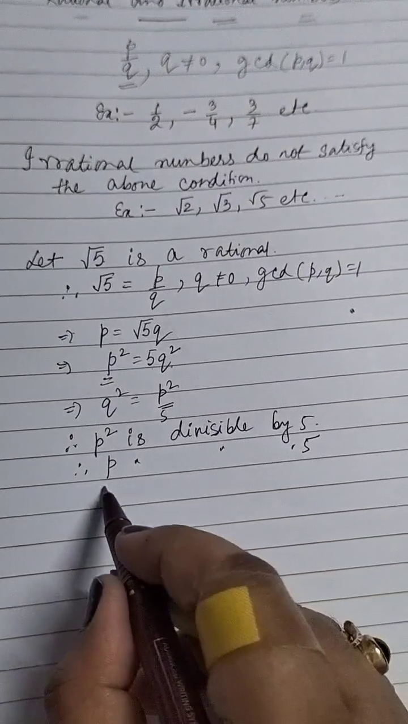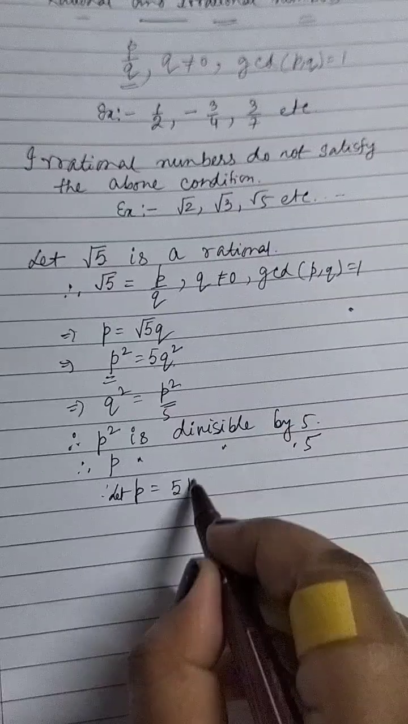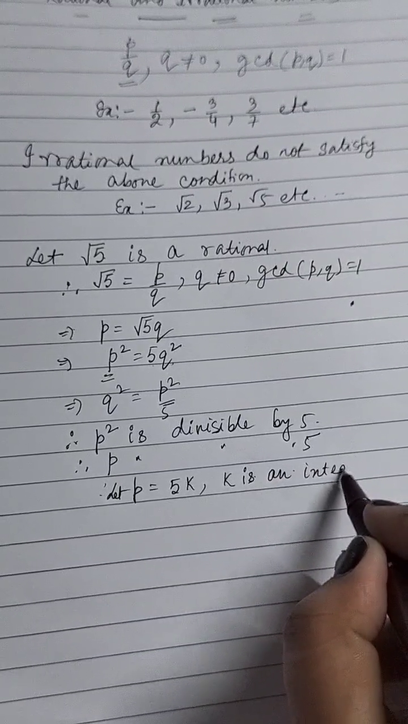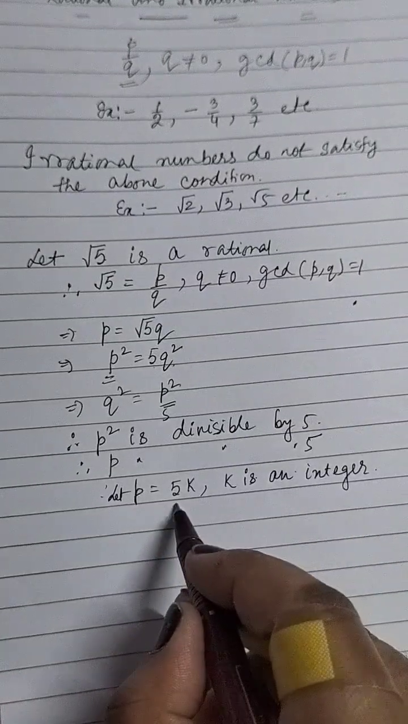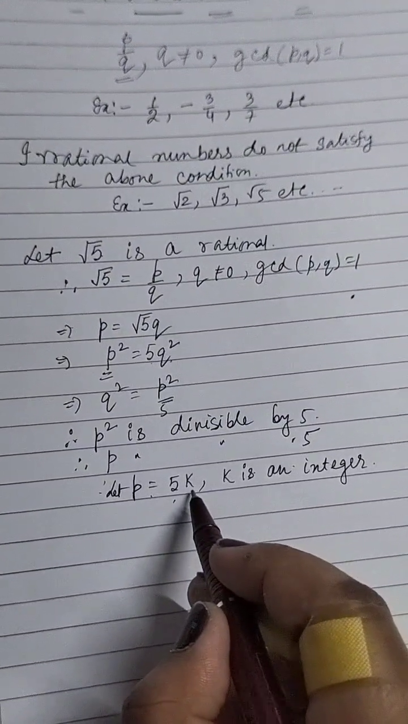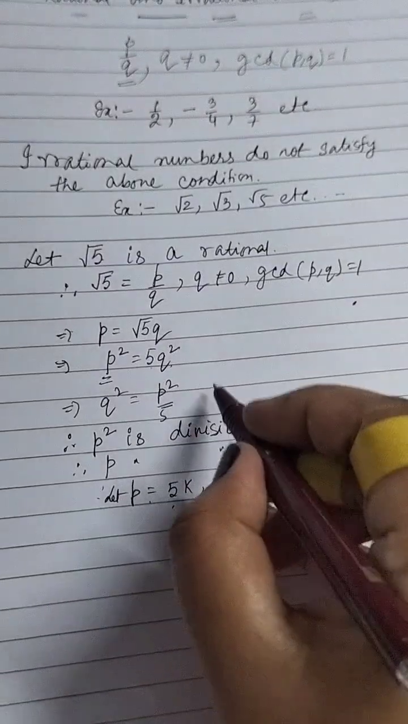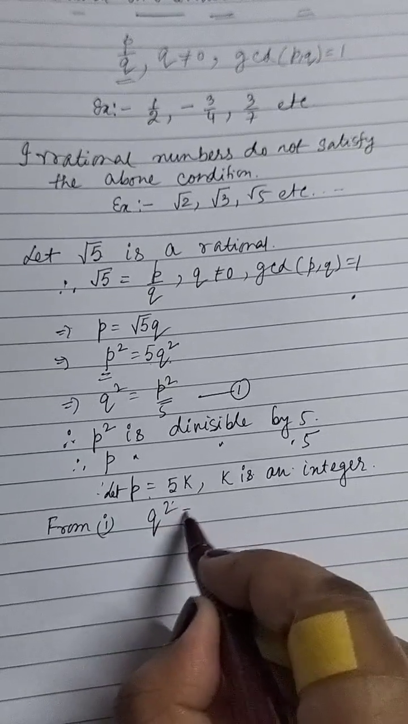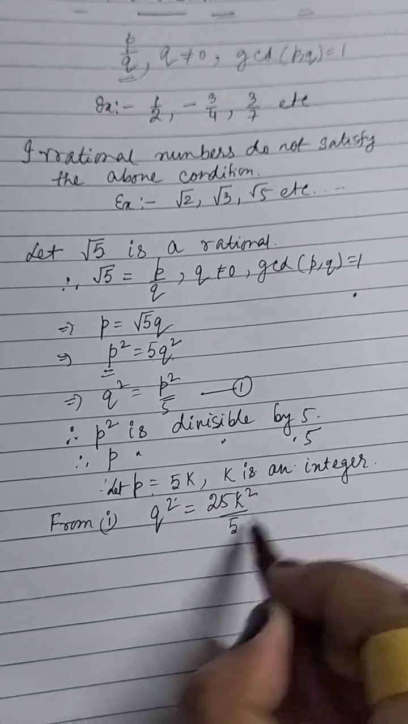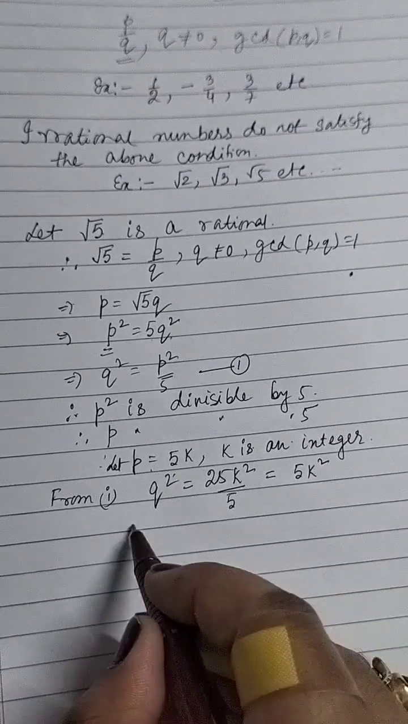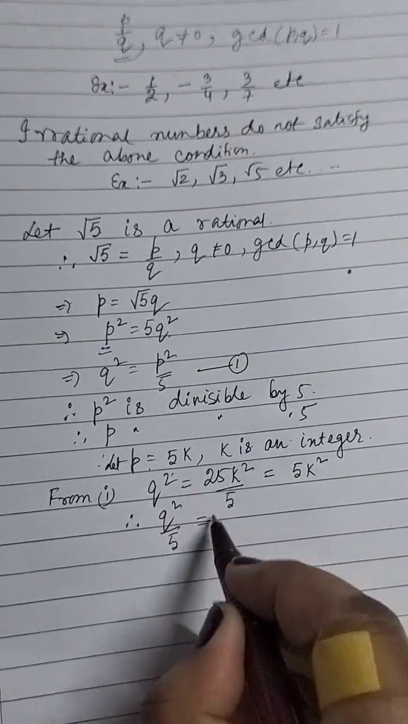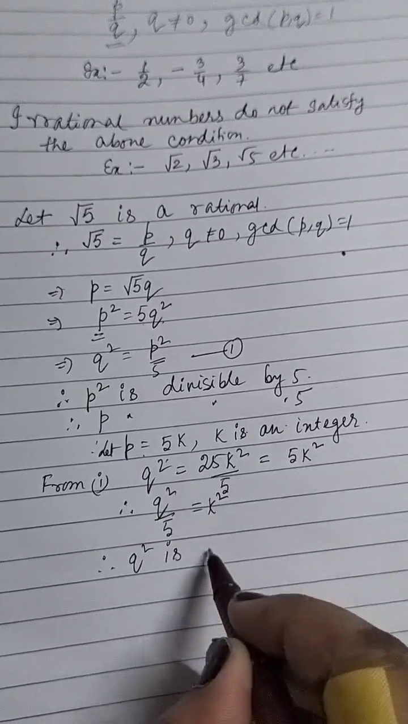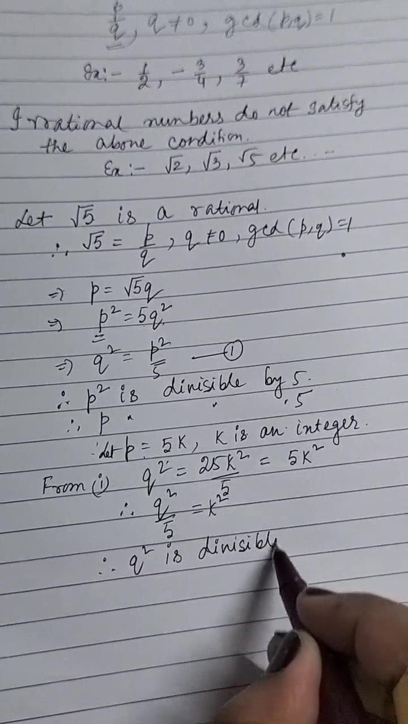So as P is divisible by 5, can't we say let P equal 5 into K, where K is an integer? Okay? Because P is divisible by 5, after dividing by 5 we are going to get a quotient. We are taking it as K. Now, from this relation, from 1, we get Q square equals 25K square by 5, which is 5K square, right? So Q square by 5 is also equal to K square. So from this we also get that Q square is divisible by 5.